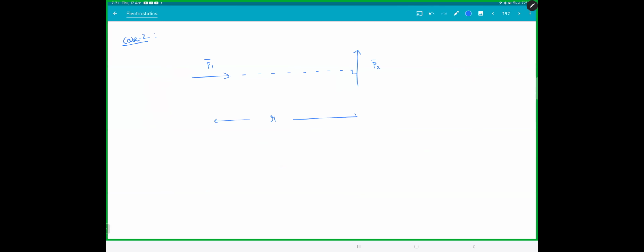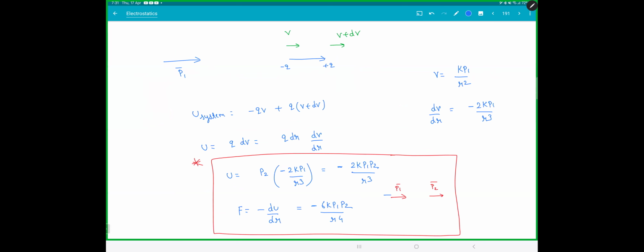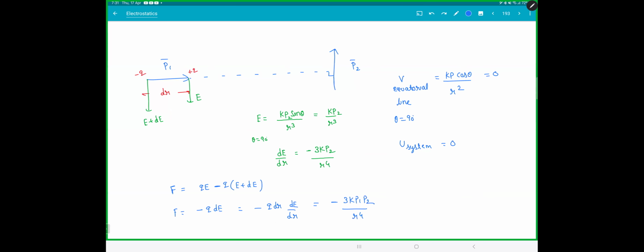Can you see this thing? See, in this case, how is the force? The force was along the dipoles. Here, the force is not along the dipoles. That way.